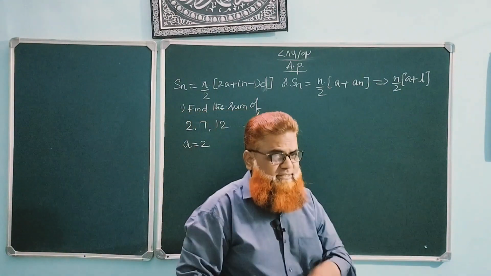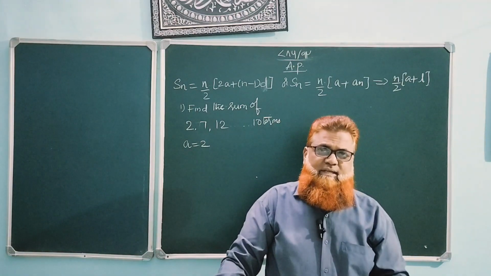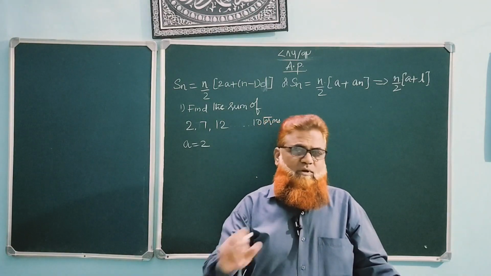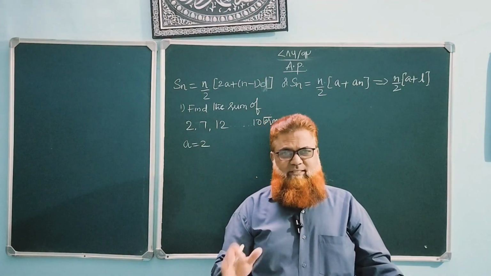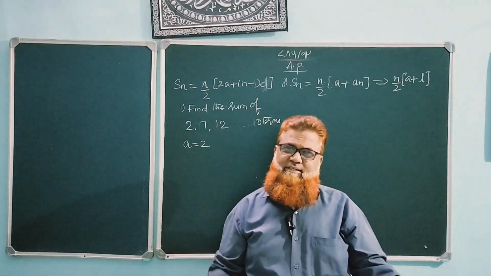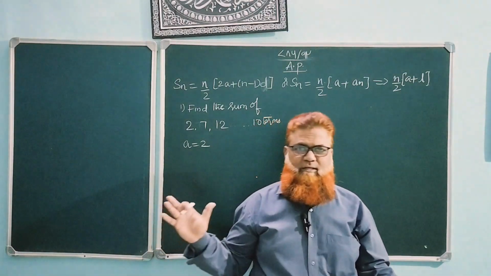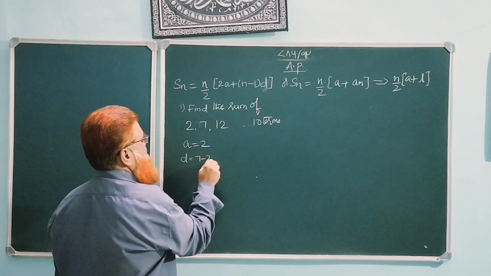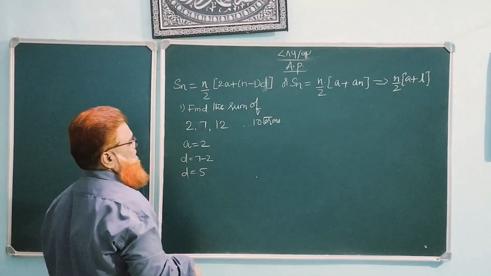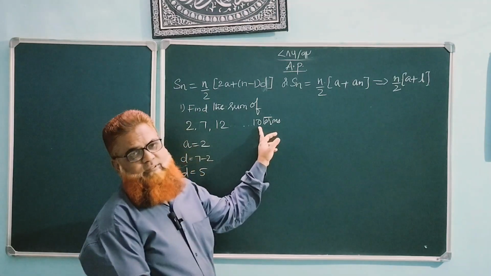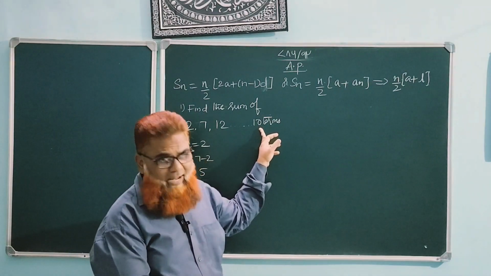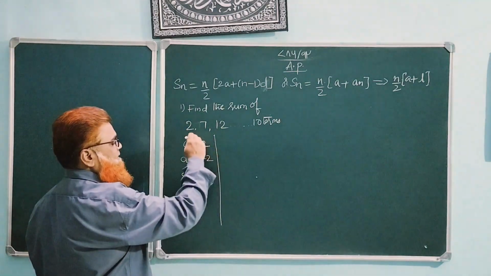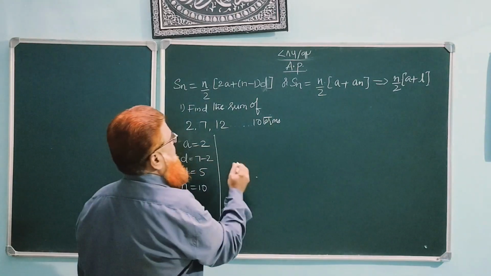Then what is the next thing given? It is the common difference. As we discussed earlier, the common difference is the difference between two consecutive terms: the second term minus the first term, the third term minus the second term, and so on. Similarly, here d is equal to 7 minus 2, which is equal to 5. Now the total number of terms for which the sum is asked is 10, so n is equal to 10. These are the three things given, and we have to find Sn.